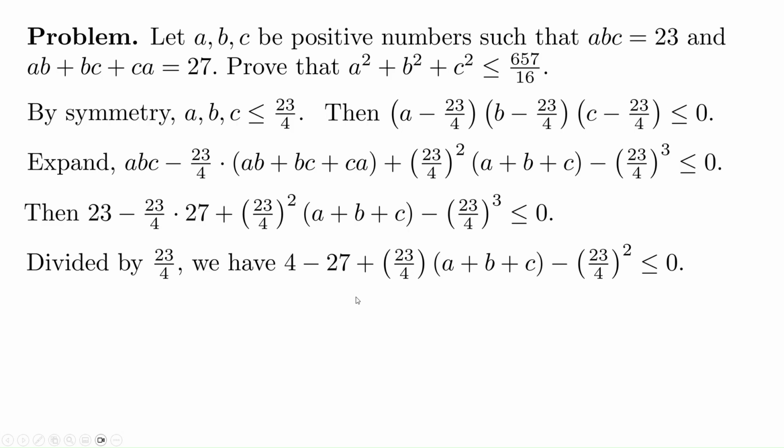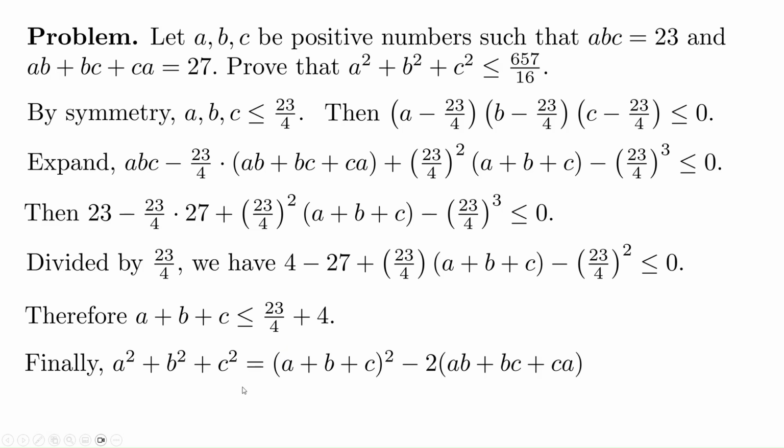The inequality can be further simplified. So we see this splitting again: 27 equals 23 plus 4. Anyway, we got an estimate for A plus B plus C less than or equal to 23 over 4 plus 4. One of A, B, and C equals 23 over 4, and the other two sum up to 4. Finally, the upper bound for A squared plus B squared plus C squared is established. And the proof is done.